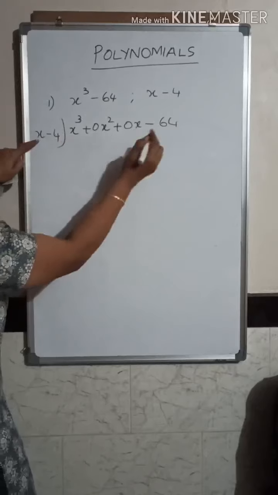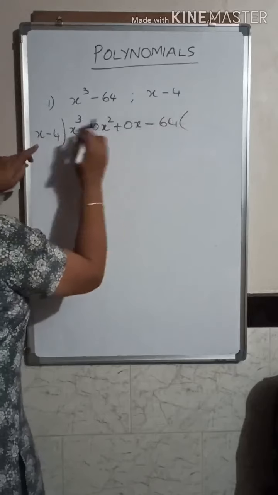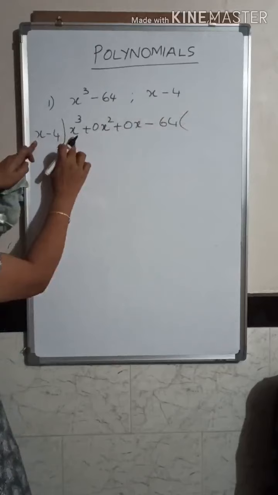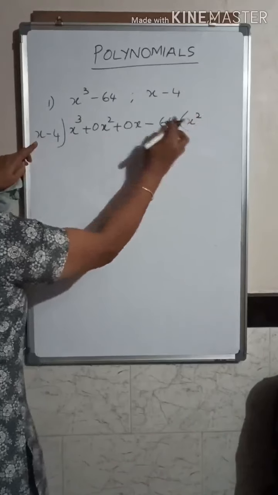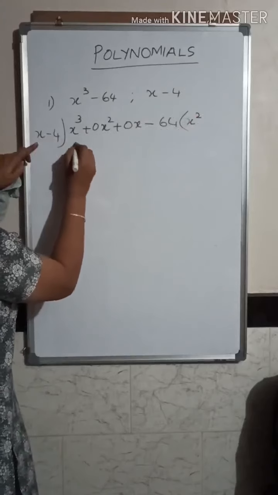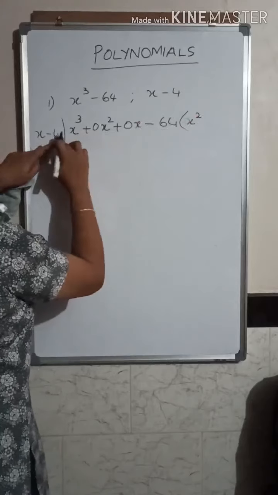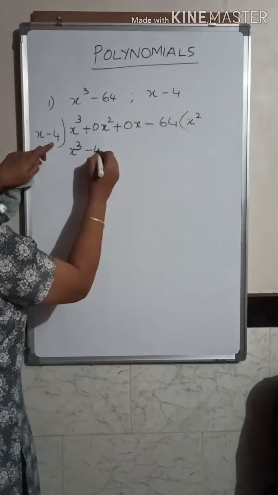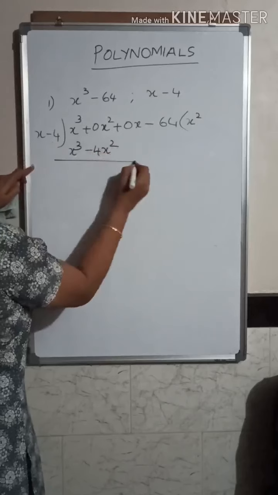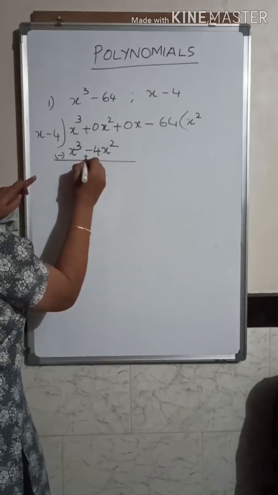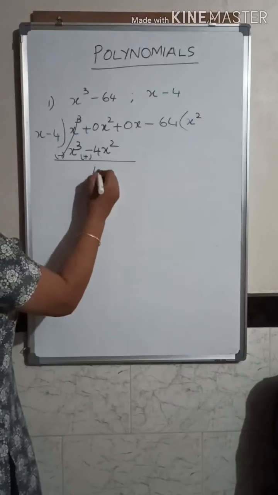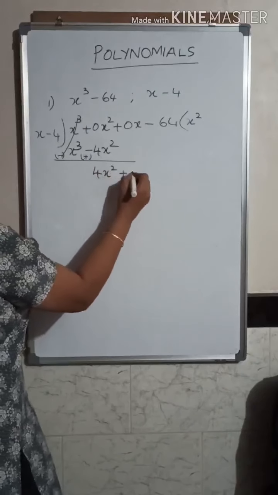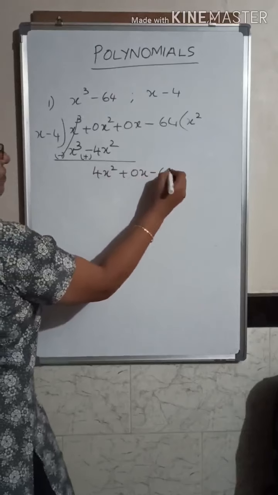So now here, what should be multiplied to x to get x to the power of 3? So that is, you are multiplying it by x square. So x square into x is x cube. Then multiply the second term, so you will get minus 4x square. Next you have to change the sign. This becomes minus and this becomes plus. The first term gets cancelled. So this will be 4x square. Bring the next two terms down.